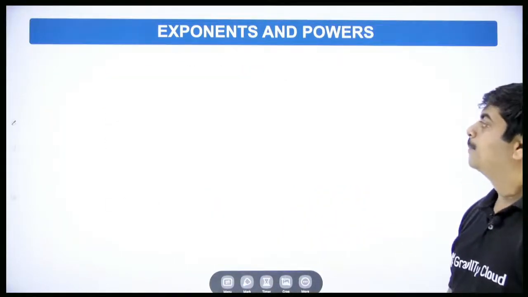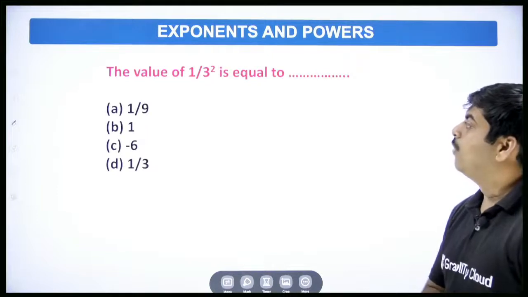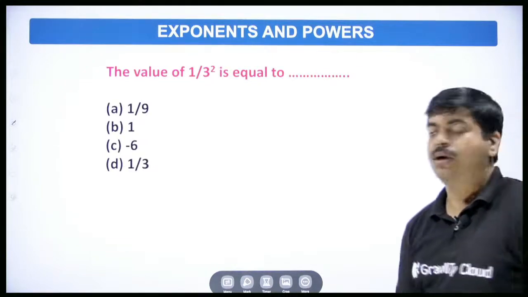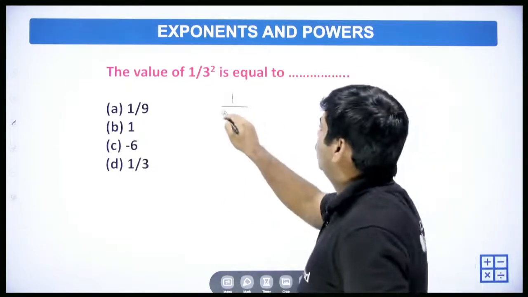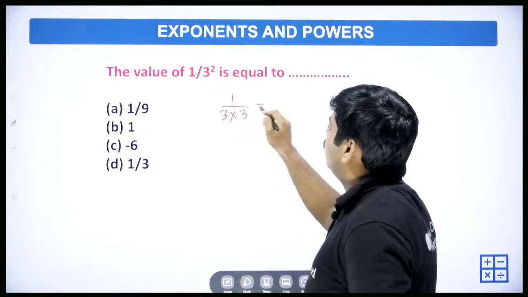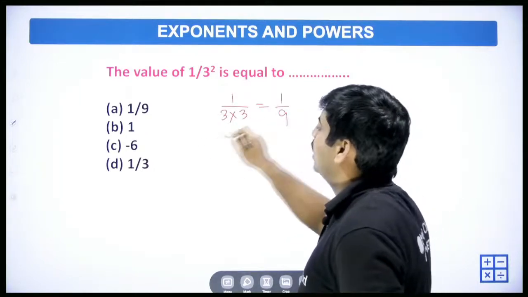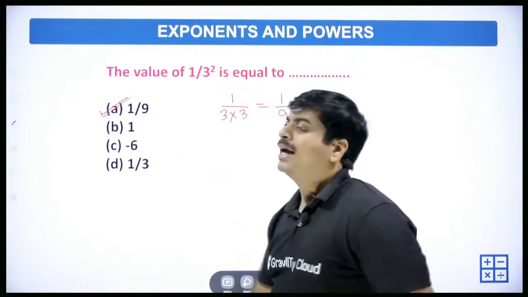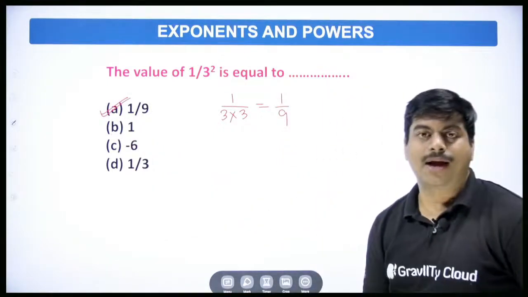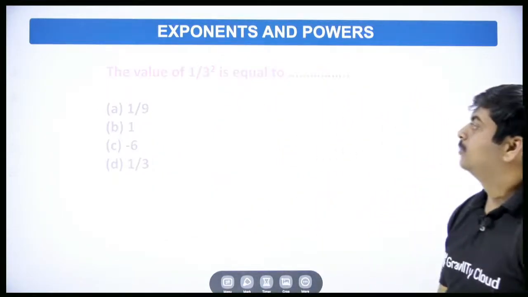Moving forward, the value of (1 by 3) square is equal to 1 by 3 into 3, which is 1 by 9. Very simple question. 1 by 9 is the correct answer. Okay, so the next one.